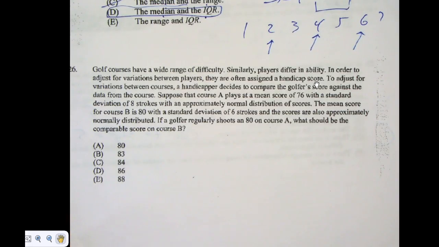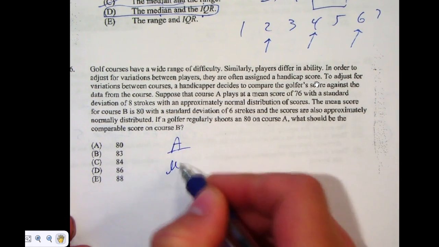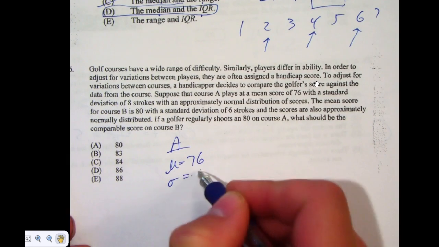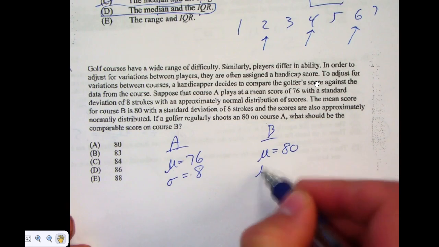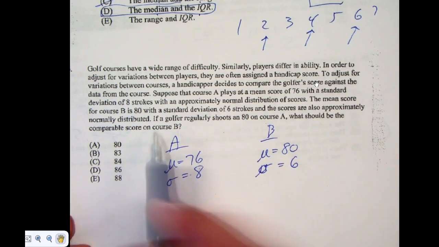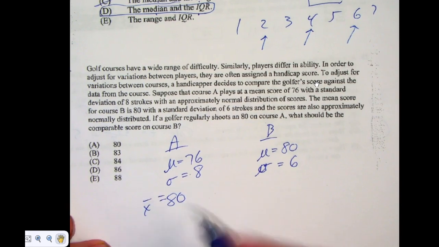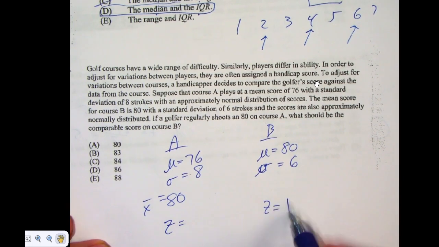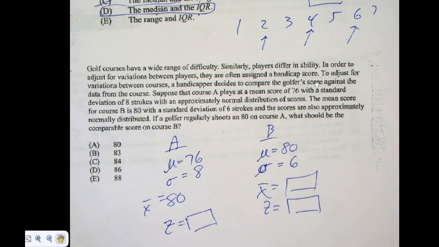And then 26 is very similar, like that one or the bear one. You're finding the z-score and matching them up. Should I go through this? Yeah. So, course A has a mean of 76, a standard deviation of 8. Course B has a mean of 80, standard deviation of 6. If this guy shoots an 80 here, then find the comparable score on course B.